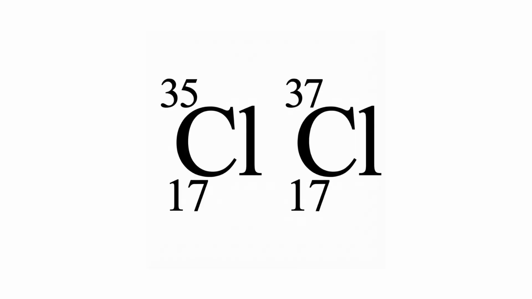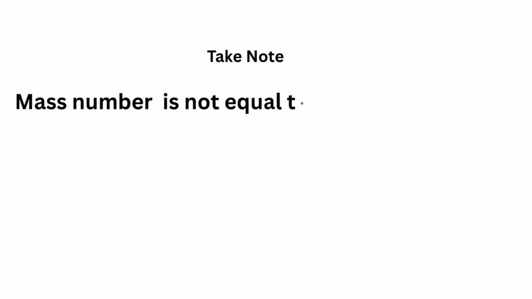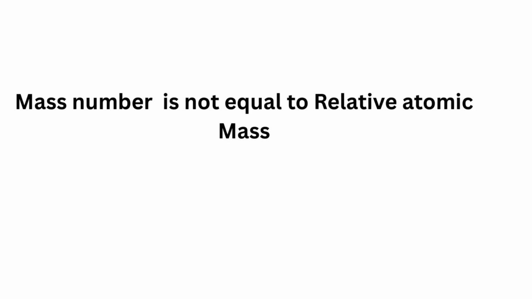The decimals for the atomic masses indicated on the periodic table indicate that the element exists as isotopes. Take note, mass number is not the same as the relative atomic mass. The mass number only represents the sum of the protons and neutrons in the nucleus of an atom of a particular element, while the relative atomic mass is the average of the masses of all the isotopes of that element that exist.